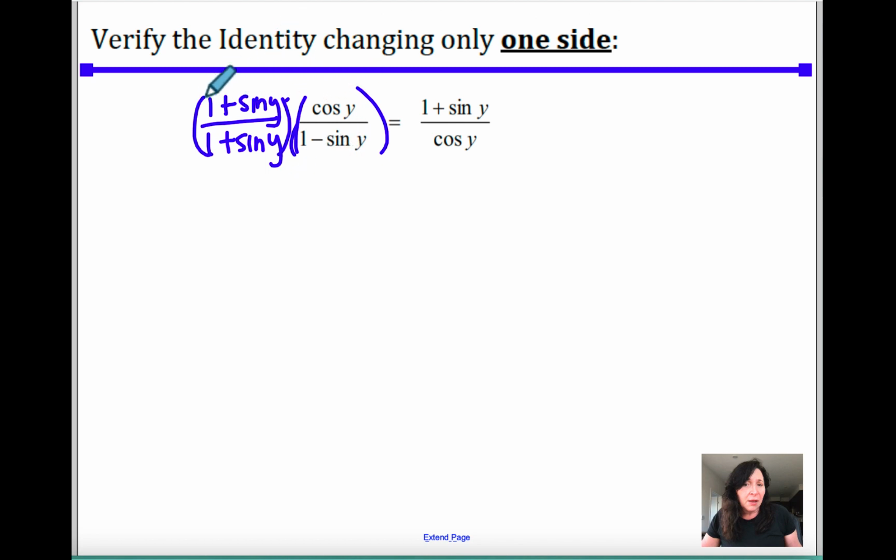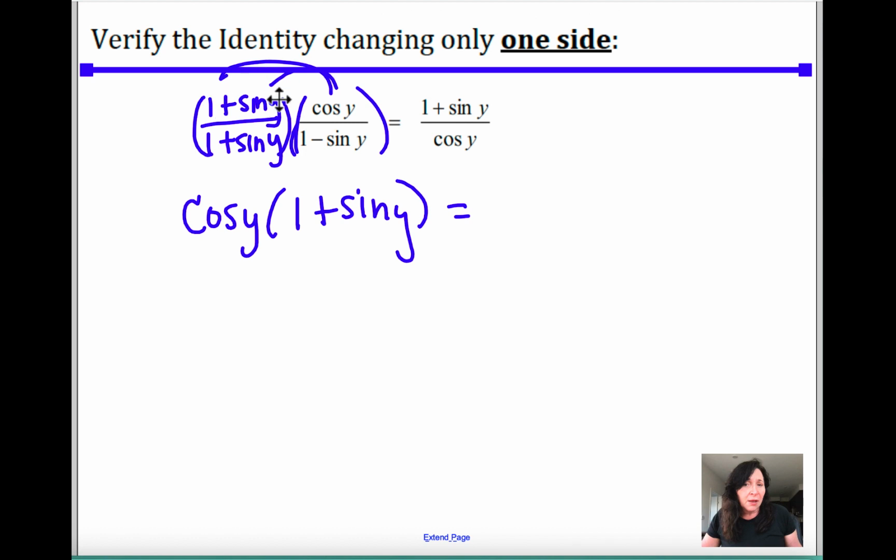I'm not going to distribute right now, although I could. So I'm just going to rewrite it: cosine of y times 1 plus sine of y. Part of the reason why I don't want to touch this is because it's right here. I want to try to lose everything near there so that it'll be the same, okay?